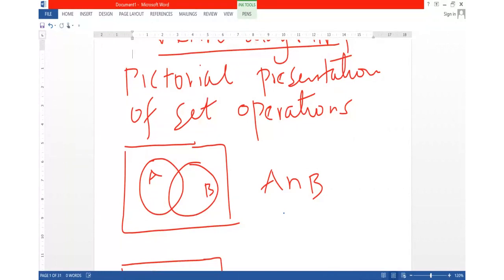We normally present sets with what? With circles. You can see set A and set B. We present them in circles. Now, the whole rectangle here is usually the universal set. Last time we covered the universal set. Whatever is enclosed in the universal set are now set A and set B. So A and B are sets.